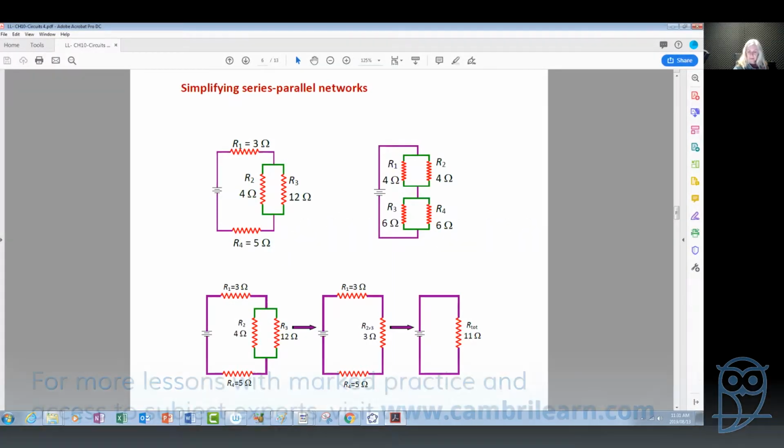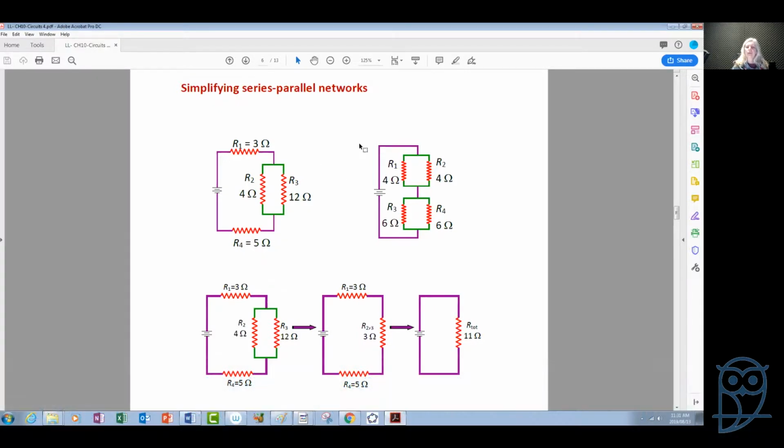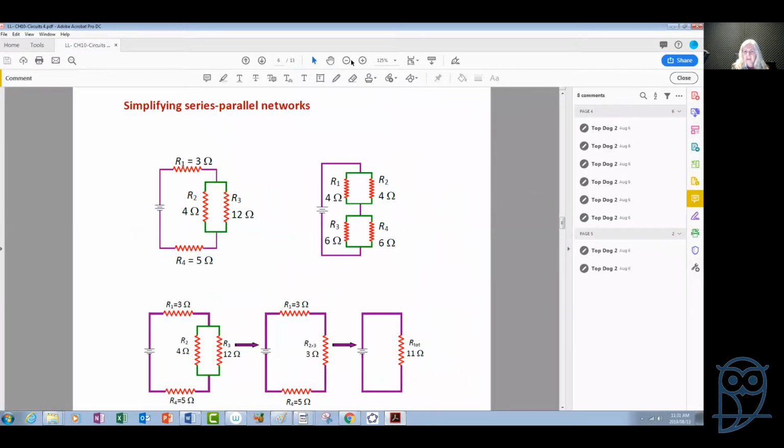So this week, I would like us to see what it means to analyze a circuit. And to be able to analyze a circuit, first we need to know how to simplify a circuit. And why simplify? Because real circuits in real life are quite complex.